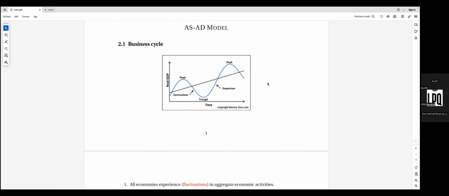Why is this the case? Try to understand this. Big fluctuations bring something called uncertainty. And we are human beings, and human beings in the field of economics don't like uncertainty. Instead of uncertainty, we prefer something called certainty.